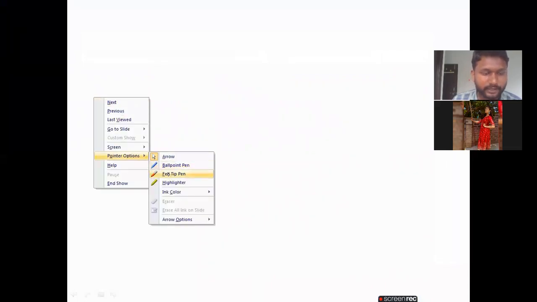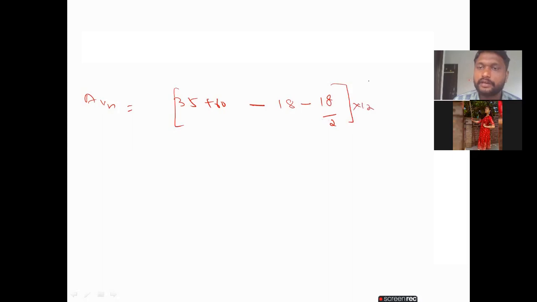So how we calculated the net area, whatever we drew here, I wrote that: AVN equal to 35 plus 60 minus, we have to remove the hole diameter, that is 18, minus half of the portion, that is 18 by 2. Then multiply with the thickness 12. When it happens in the two portions, you will get the AVN answer. So here what I wrote directly was 1.5 into 18.